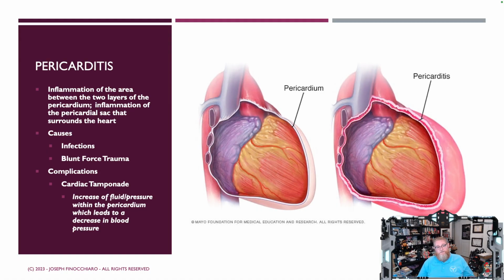When we study diseases of the respiratory system, we're going to find something very similar there. Fluid gets in between the pericardium and the heart. As it builds in that area, the heart is not capable of expanding, just like the lungs are not capable of expanding, and it causes problems.